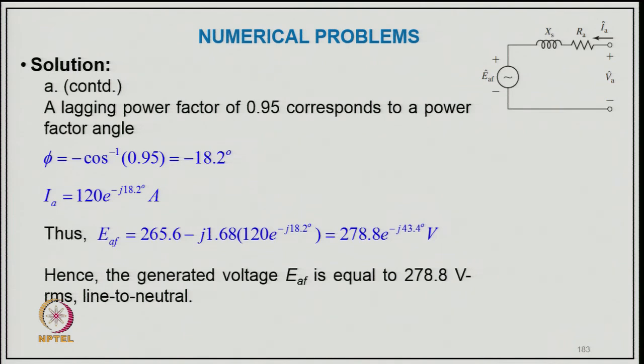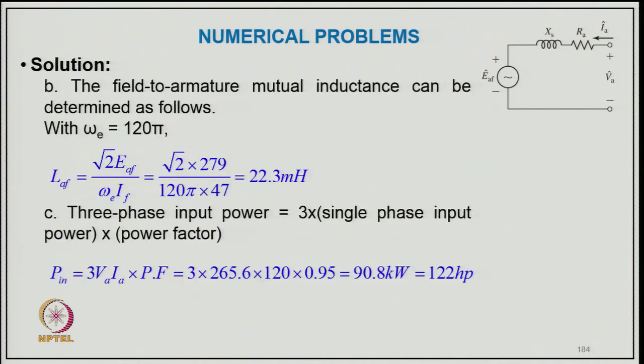So, phi equals cos inverse of 0.95, that is minus 18.2, I_A equal to 120 at the angle of minus j 18.2. So, E_F will be 256 minus j 1.68 times 120 e to the power minus j 18.2 degree, that is 278.8 e to the power minus 43.4 degree. Hence, the generator induced voltage equals 278.8 volt RMS line to neutral.